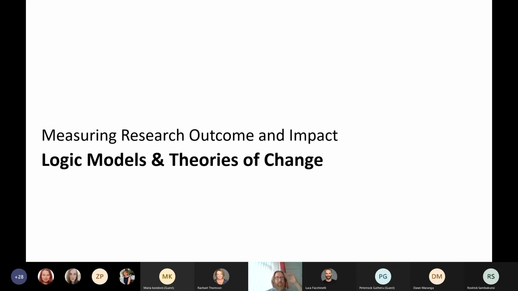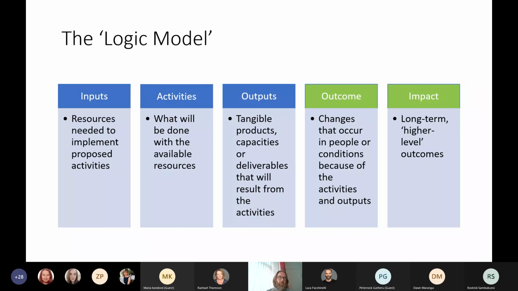Let's move on and get into it. So measuring research outcome and impact, as I said, I really want to frame this, at least as the default, around using logic models and theories of change. So what is a logic model? I'm sure many of you are familiar with them, and essentially it looks something like this.